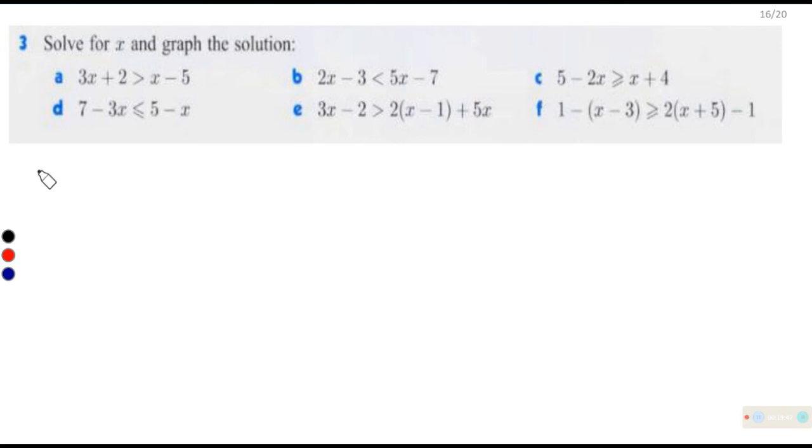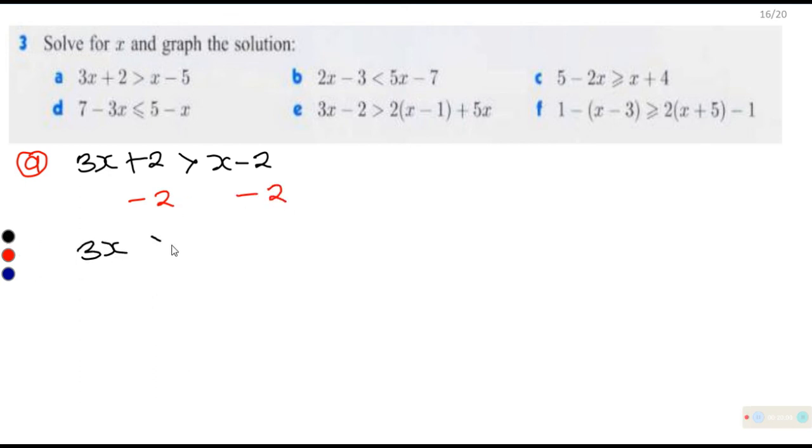Further example: solve for x and graph the solution. So we have 3x plus 1 is greater than x minus 2. First of all, let us subtract 2 from both sides. So that will give us 3x is greater than x minus 4. And then we subtract x from both sides. So that will give us 2x is greater than minus 4.